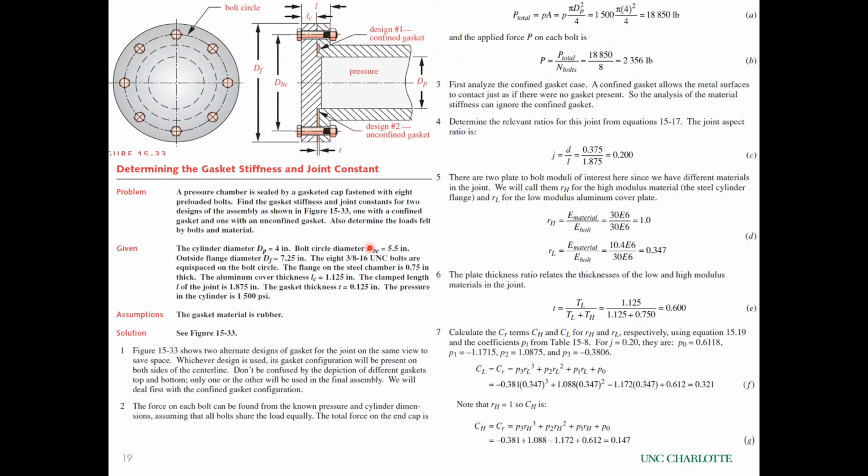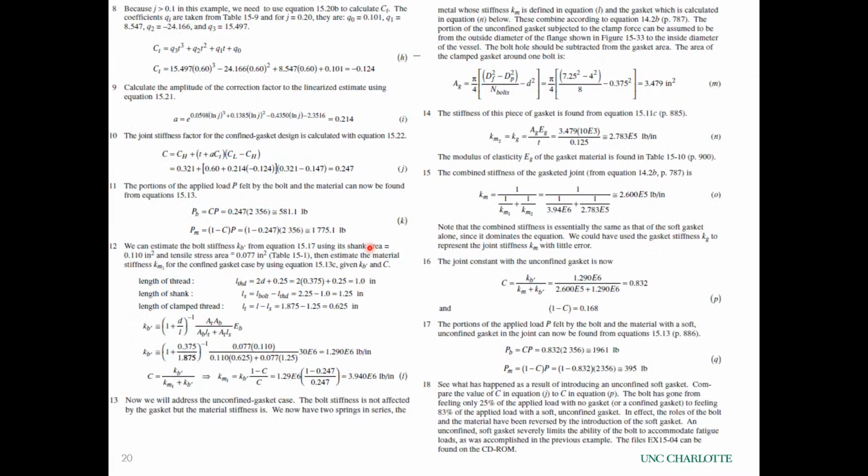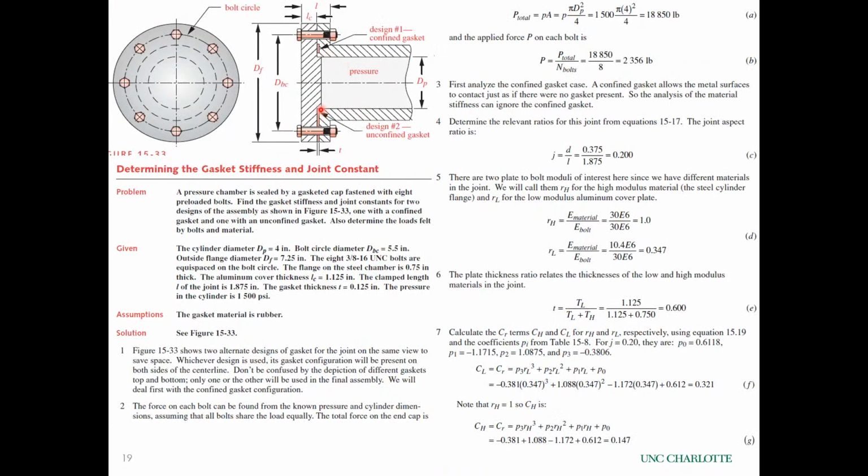This is just another example that walks you through those calculations to get your overall joint stiffness and load in your bolt. Okay, so that's what we're trying to find, the load in the material and the load in the bolt. And I guess what's important to note is that there are two different cases here I'll just point out. One is where we have an unconfined gasket on a surface, and the other one is where we have a confined gasket on the surface.